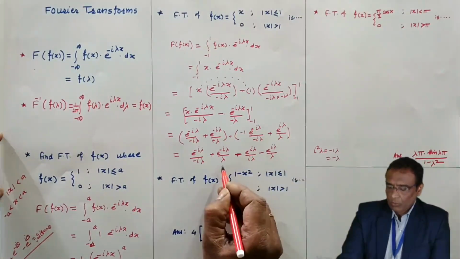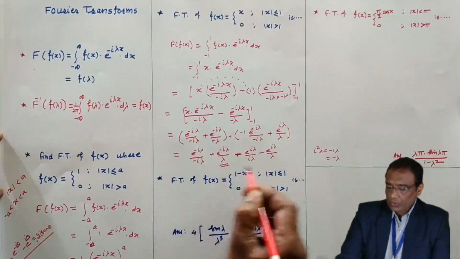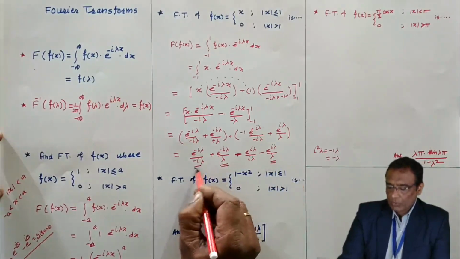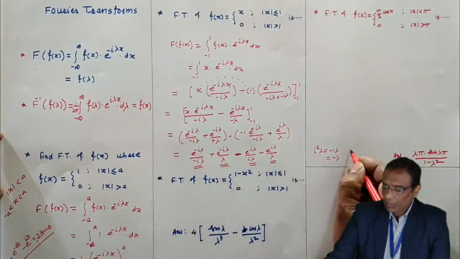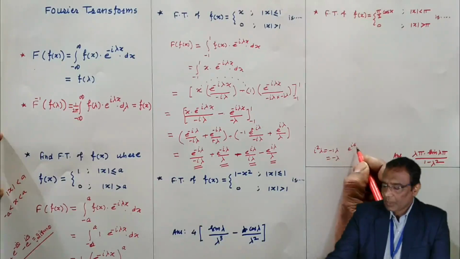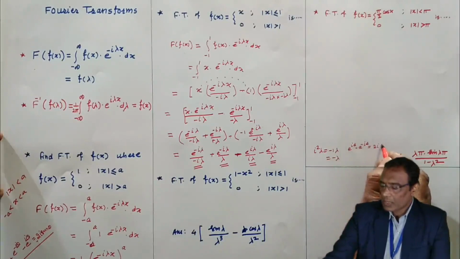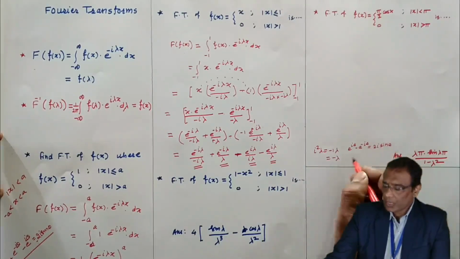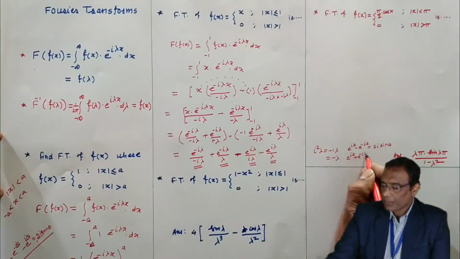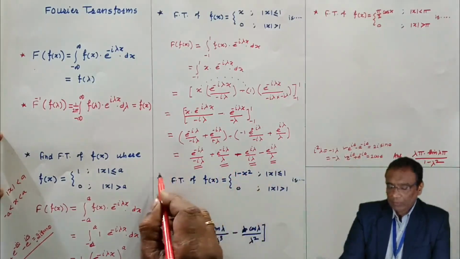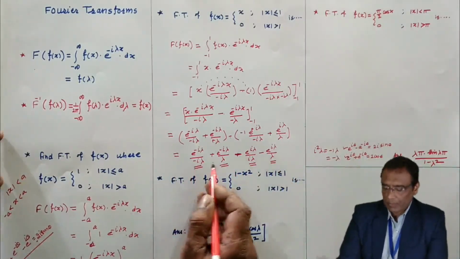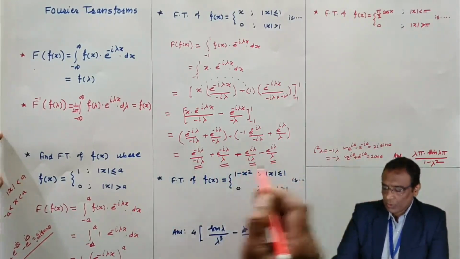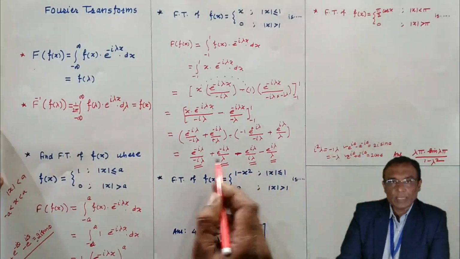Is it? Then in the next step, you can combine these two. You may combine these two, and you can use this formula: e to the power i theta minus e to the power minus i theta is 2i sine theta. This formula you can use, or e to the power i theta plus e to the power minus i theta is 2 cos theta. Use these two formulae and write the last step. I am not writing the last step here because we don't have space here. So use this formula and write it in the next step.